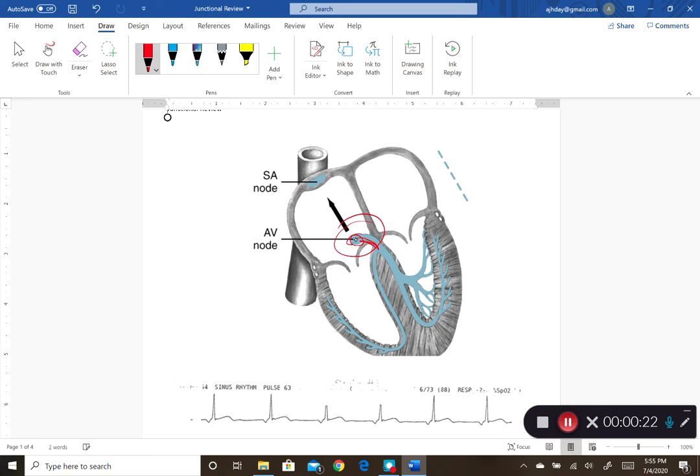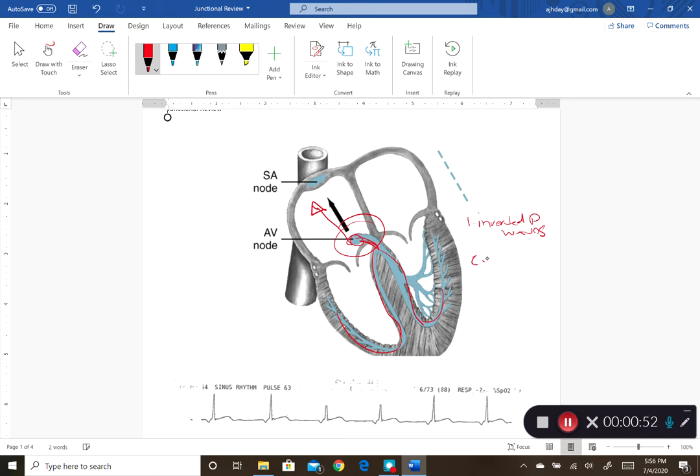and it does travel down the bundle of His, then each bundle branch and out to the Purkinje fibers in the ventricles. But in order to get to the atria, we have this conduction called retrograde conduction that travels backwards towards the SA node in order for the atria to contract. This can cause one of three things. First thing that it can cause is our inverted P waves, and that is represented by that backwards conduction from the AV node to the SA node.